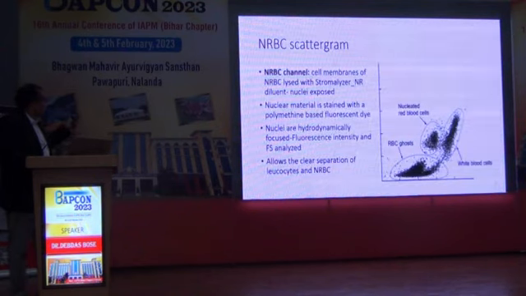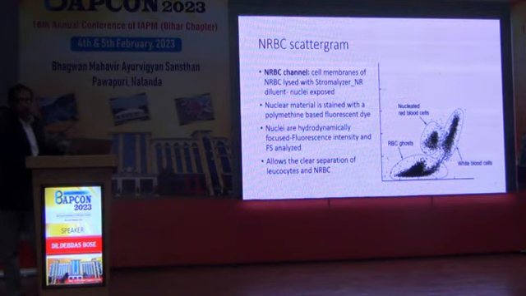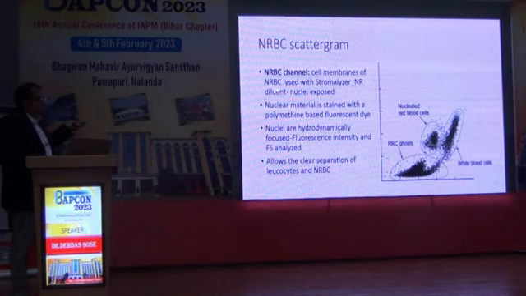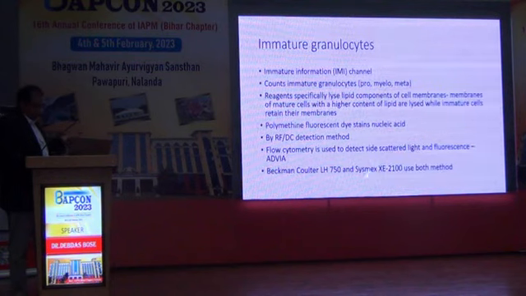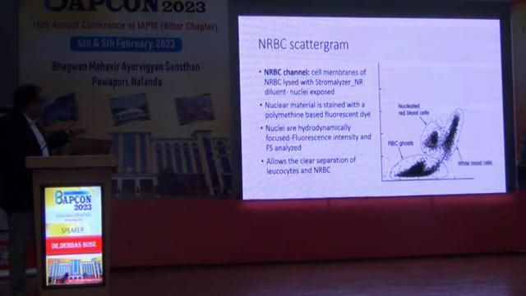I will be quick. We will also give the NRBC scatterogram. In the NRBC scatterogram, these are the RBC ghosts, this is the NRBC. So how does the machine count NRBC? The NRBC cell membrane is lysed with a lyser. The lyser, we all know, is a lysis reagent, usually saponin soap based. Okay, the nuclear material is stained with a polymethine dye. Based on the fluorescence, the machine gives your NRBC.